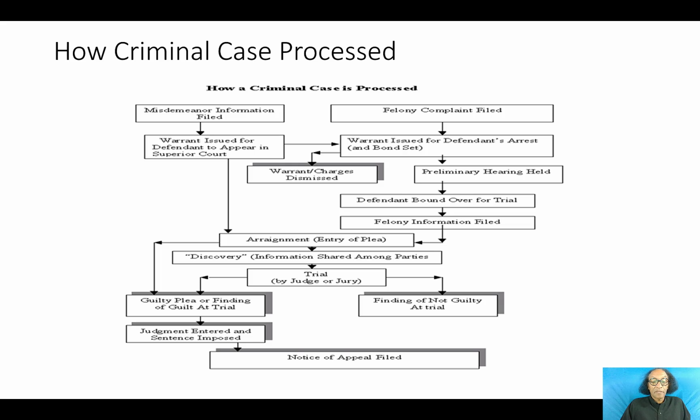And then the matter could oftentimes end up in a guilty plea. If not, it could go to trial, and final judgment is made. And from that judgment, of course, notice of appeal can take place. So a similar process will take place also in a felony case. So a warrant could be issued for the defendant.